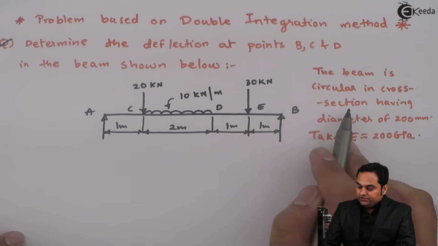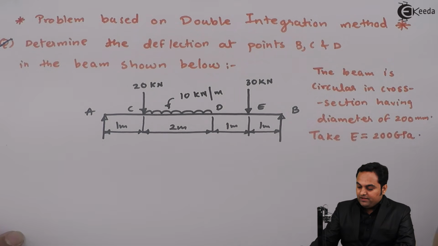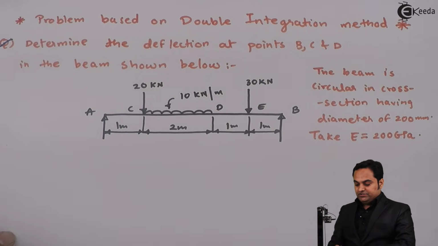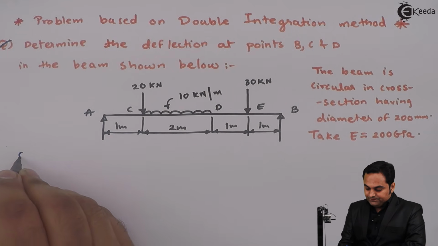The beam is circular in cross section having diameter of 200 mm. Take capital E, Young's modulus, 200 GPa. Now this is the question we have. I'll write the data.